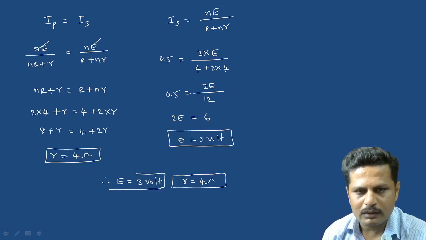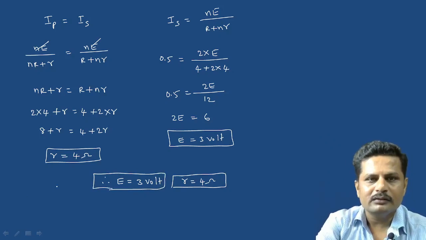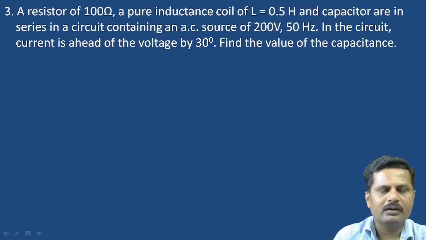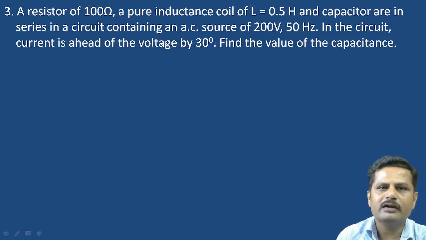Okay, let's have a look at the next question. A resistor of 100 ohm, a pure inductance coil of L equals 0.5 henry, and a capacitor are in series in a circuit containing an AC source of 200 volt, 50 Hz. In the circuit, current is ahead of the voltage by 30 degree. Find the value of capacitance.